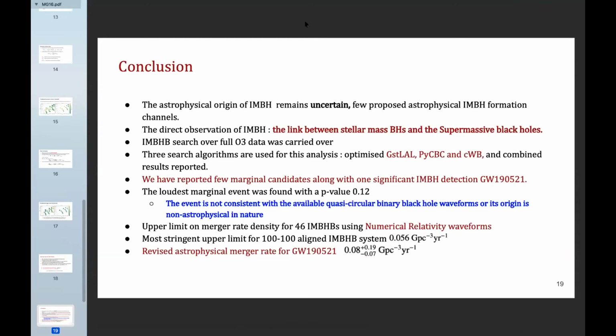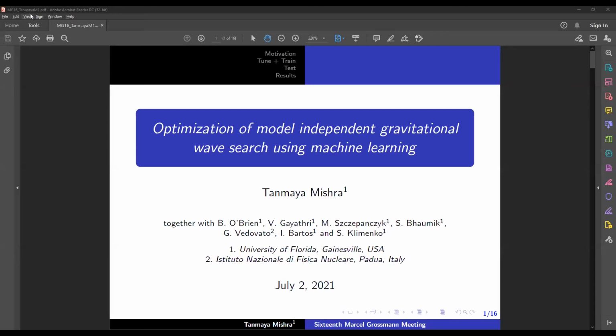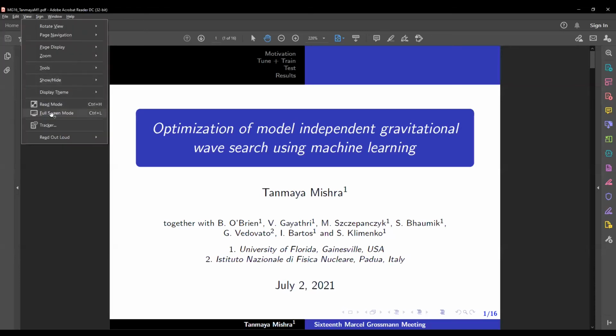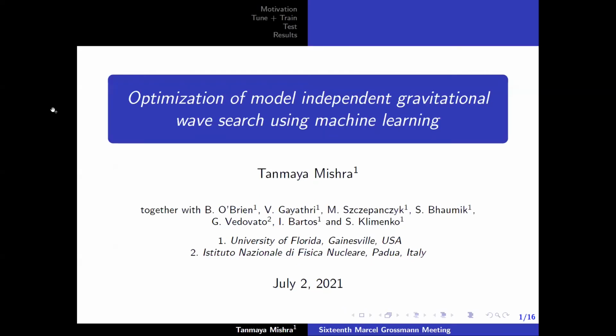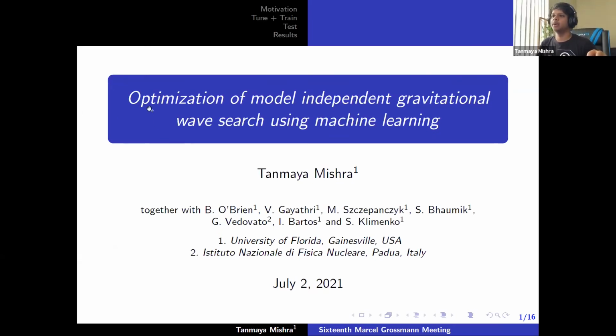All right. Our next speaker is Tanmaya Mishra, who's going to be talking about optimization of model-independent gravitational wave search using machine learning. Hi, thank you. So I'm Tanmay Mishra. I'm a graduate student at the University of Florida. And today I'll be talking about our work, which is on optimization of model-independent gravitational wave search using machine learning.